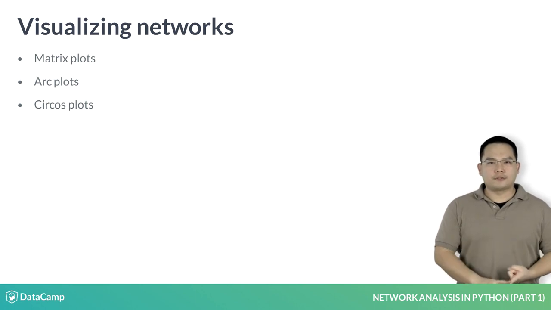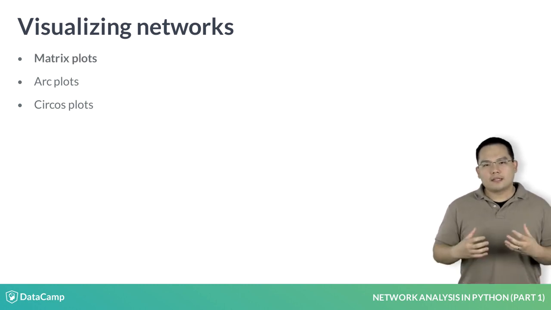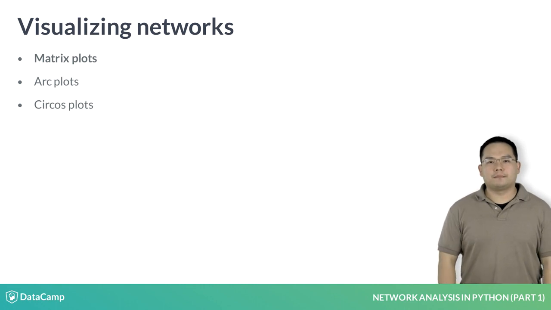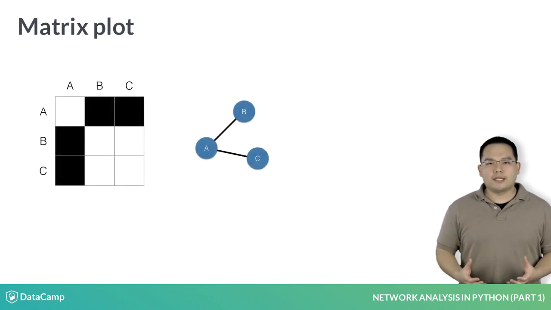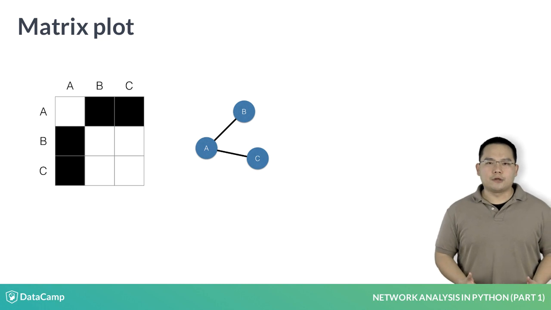The first is visualizing a network using a matrix plot. The second is what we call an arc plot, and the third is called Circos Plot. Let's start first with a matrix plot. In a matrix plot, nodes are the rows and columns of a matrix, and cells are filled in according to whether an edge exists between the pairs of nodes.